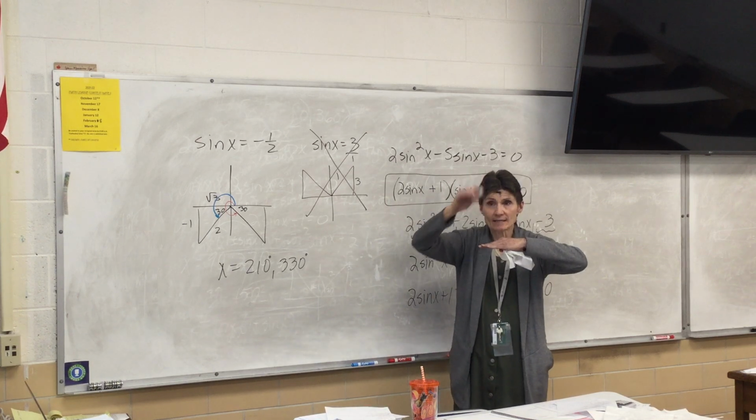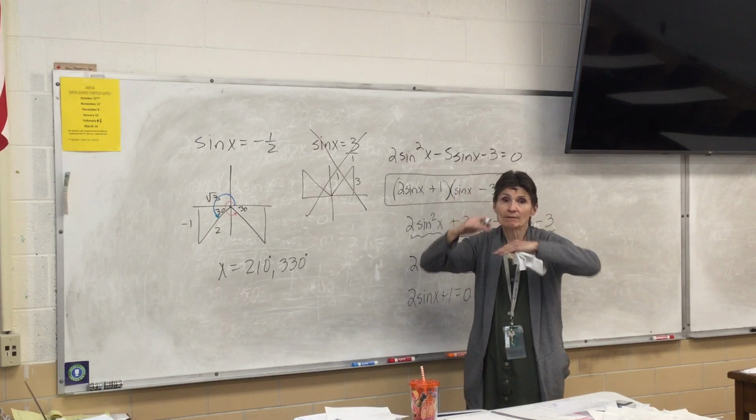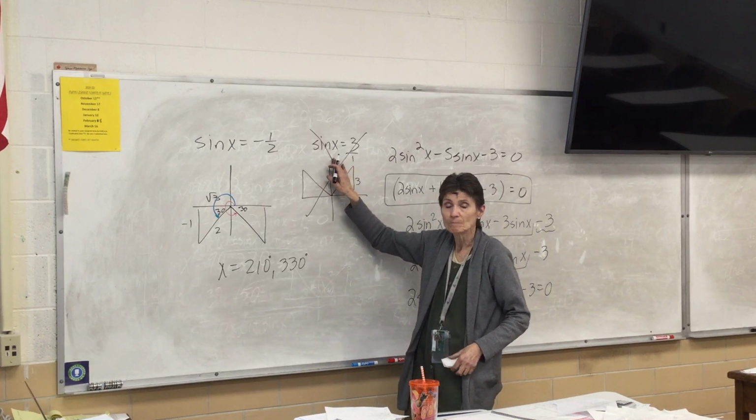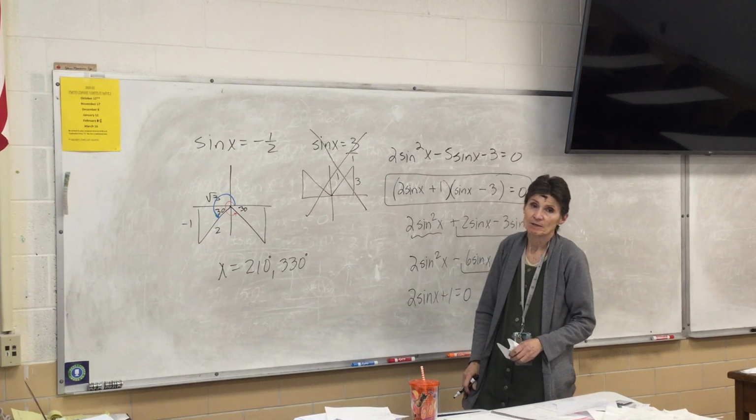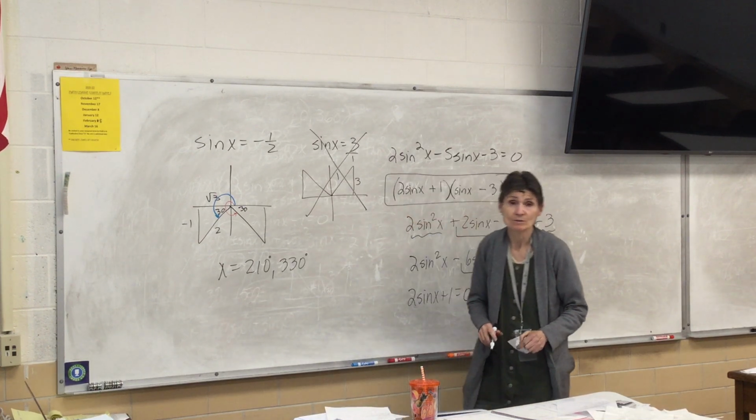Sine and cosine, think of it that way, they're sandwiched between 1 and -1. So it is impossible for the sine to be 3. Therefore, these are the only answers to the problem.